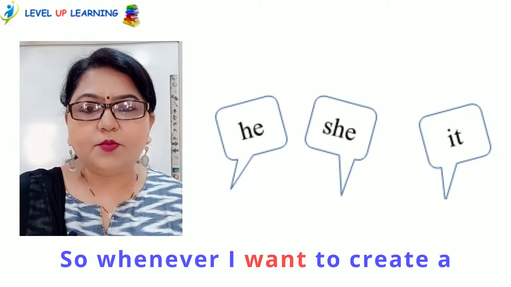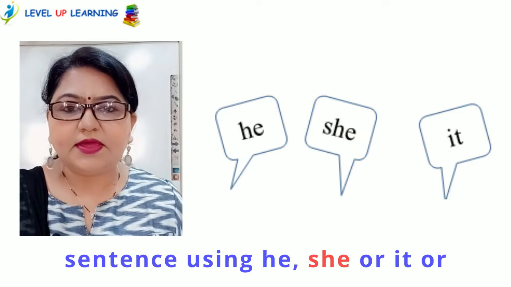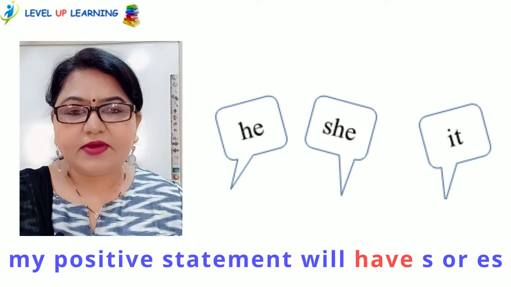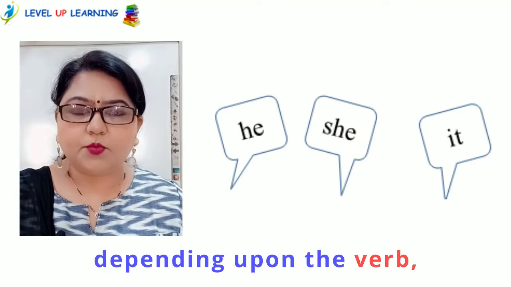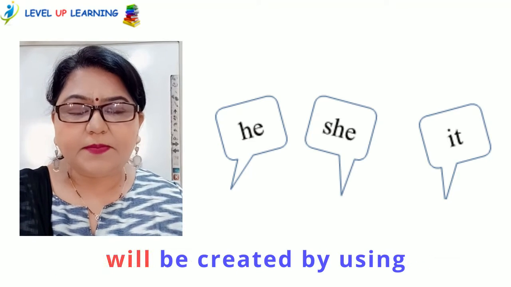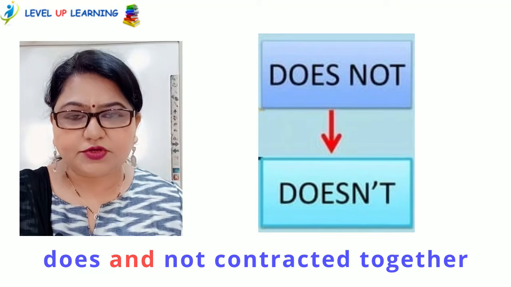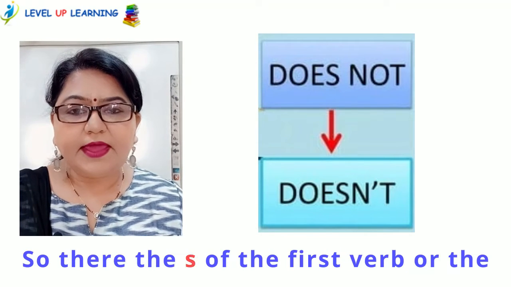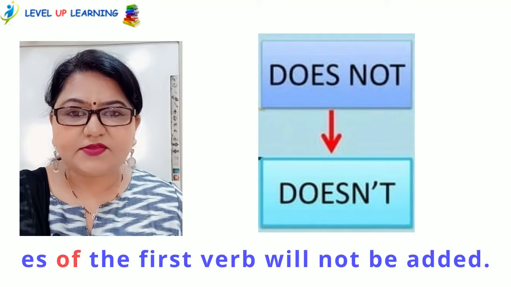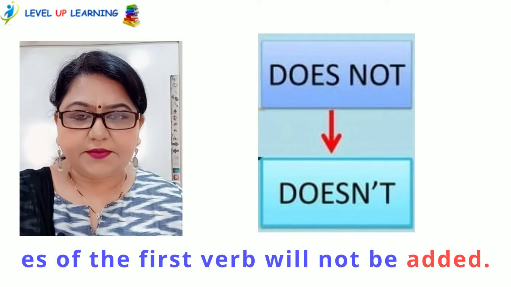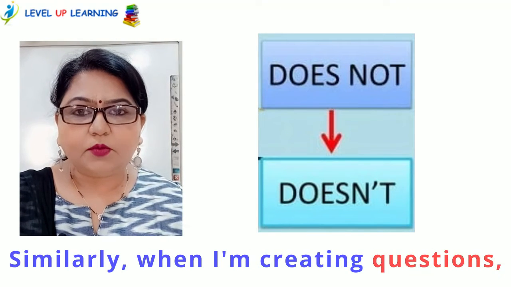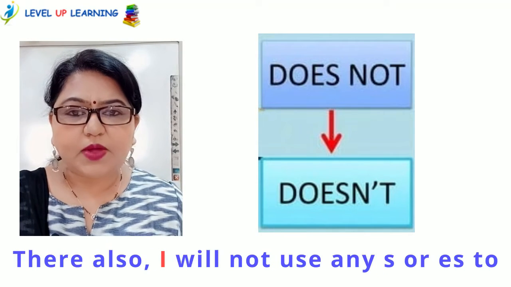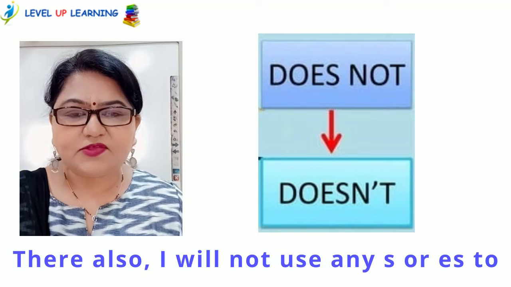So whenever I want to create a sentence using he, she or it or name of the person, my positive statement will have s or es depending upon the verb, and the negative statement will be created by using does and not, contracted together becomes doesn't. So there the s of the first verb or the es of the first verb will not be added. Similarly, when I am creating a question, I will use does to create a question. There also I will not use any s or es on the verb.